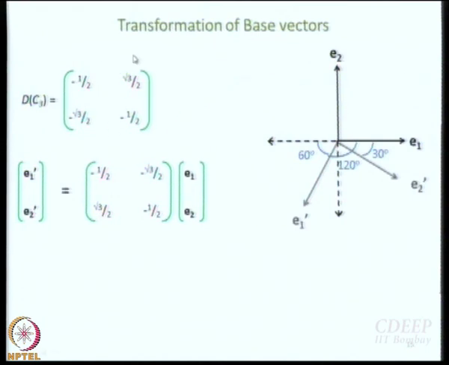One is DC3, associated with transformation of the coordinates, that is minus half, root 3 by 2, minus root 3 by 2, minus half. The other one we get is by transformation of the unit vectors or base vectors, and that is minus half, minus root 3 by 2, root 3 by 2, minus half. Do they have anything to do with each other or not?